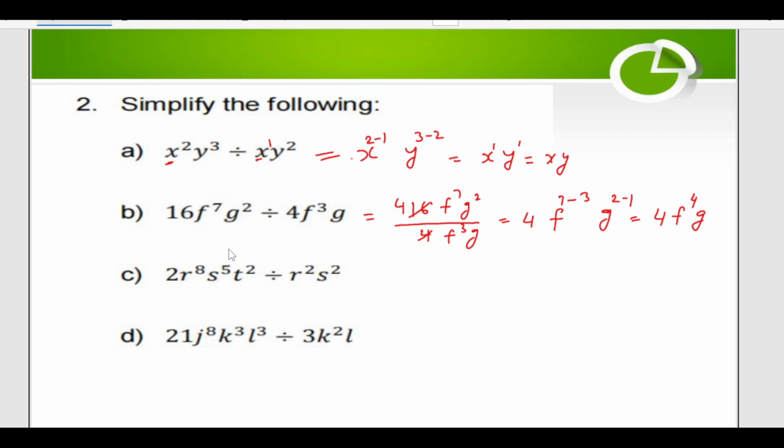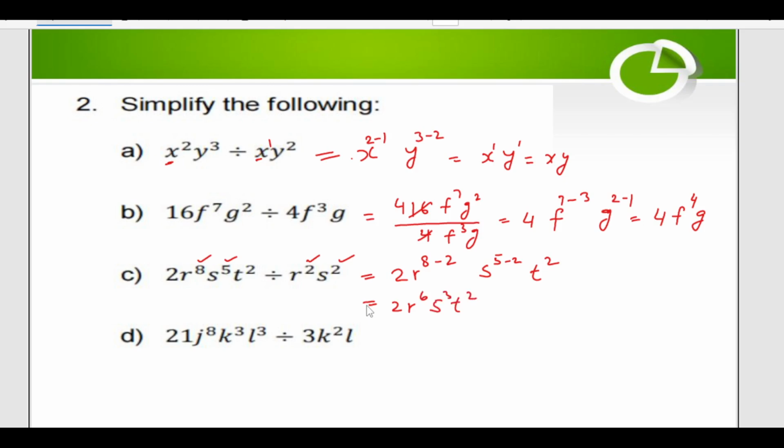Now part C, 2 r s and t, we have 3 letters here, r, s, t. There is no other number, so it is only 2. Then we have r power 8 minus 2, because this is r 8 here, this is r 2 here. Then s power 5, 5 is here, 2 is here, 5 minus 2. Then t squared, because there is no other t, right. So this is 2 r power 6, s power 3 and t power 2, right.